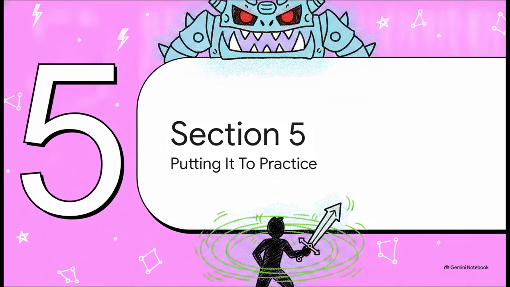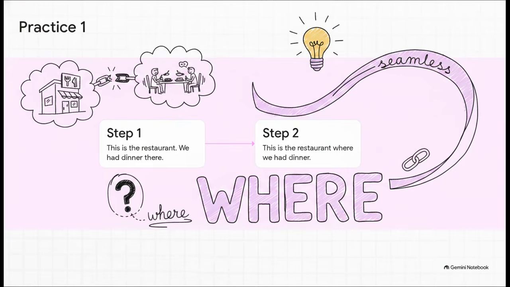Finally, we arrive at section 5, putting it into practice. All right, you have leveled up completely. It is time for the final boss battle. Let's look at a practice round and see how this builds using everything we've learned today. So, here's step 1, our choppy sentences. This is the restaurant, and we had dinner there.